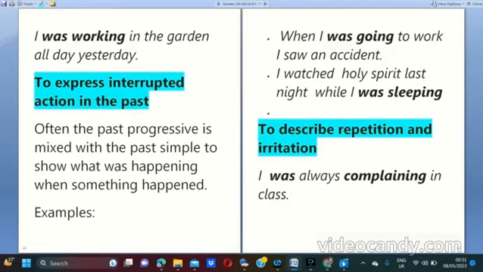Next, to describe repetition and irritation. Sometimes we can explain irritation and repetition with the help of past continuous tense. I was always complaining in the class. This is a kind of repetition.